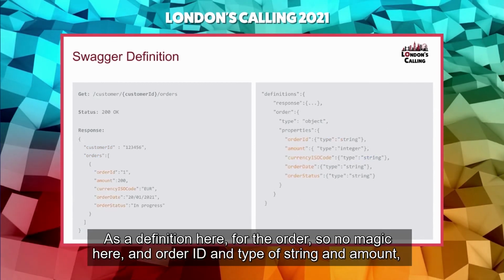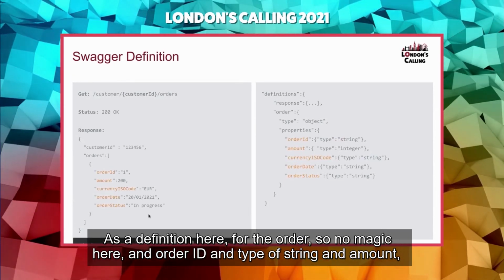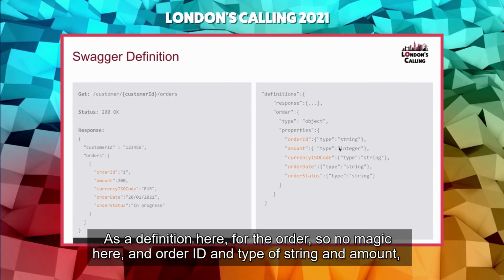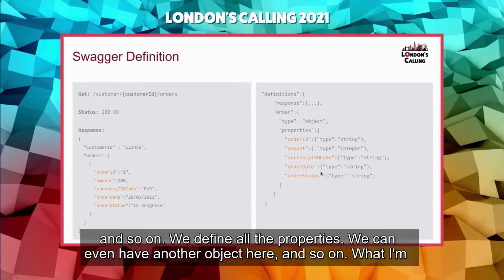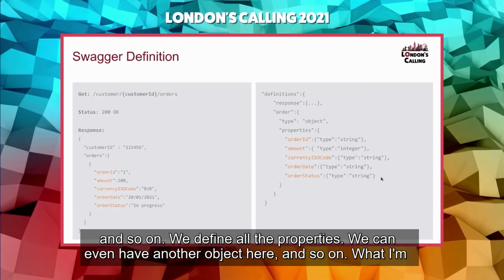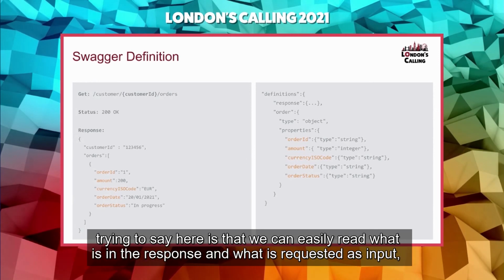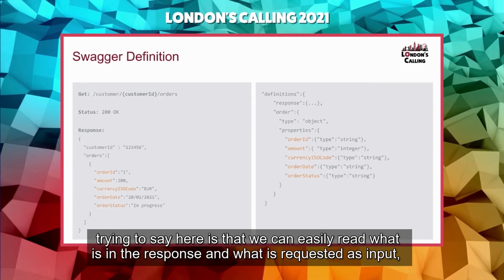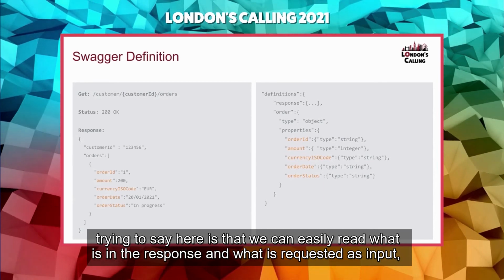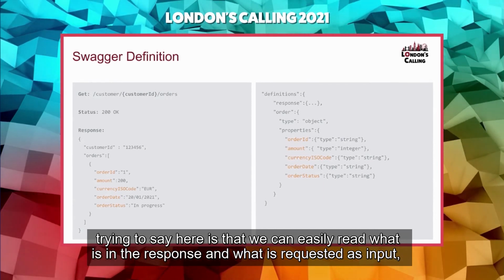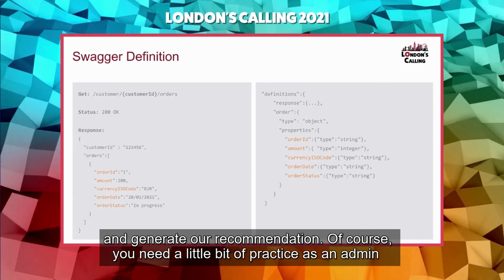So as a definition here for the order, no magic here: order ID, type of string, amount, type of string, and so on. We define all the properties. We can even have another nested object here and so on. So basically, what I'm trying to say is that we can easily read what's in the response and what is requested as input, and generate our documentation.